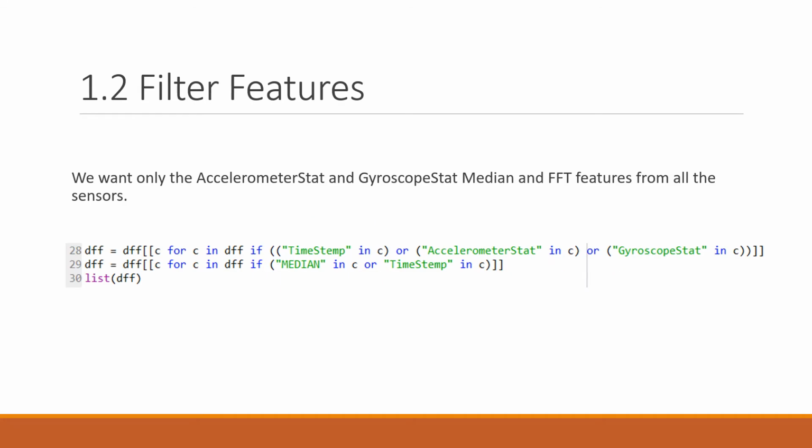In this section, we delete columns other than timestamp, accelerometer stat and gyroscope stat median, and other sensor features. Thus we eliminate most of the columns, leaving only the most representative ones for the problem solution.